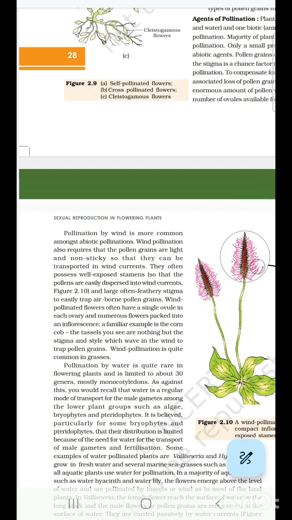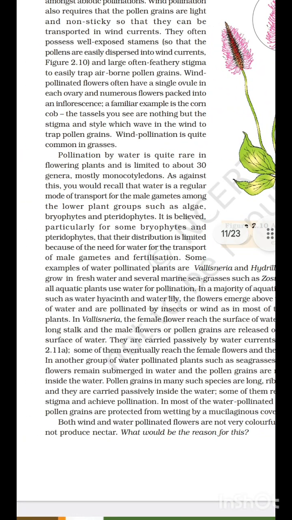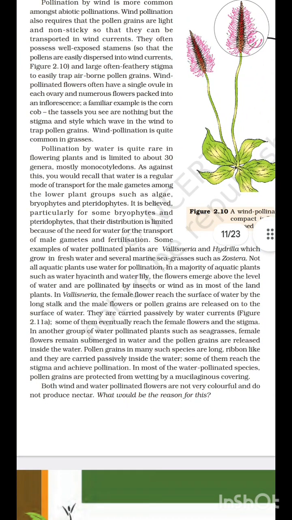Pollination by water, which is hydrophily, is quite rare in flowering plants and limited to about 30 genera of monocotyledons. As against this, you would recall that water is a regular mode of transport for male gametes among the lower plant groups such as algae, bryophytes and pteridophytes. It is believed, particularly for some bryophytes and pteridophytes, that their distribution is limited by the need for water for transport of male gametes and fertilization. Some examples of water pollinated plants are Vallisneria, Hydrilla and Zostera.